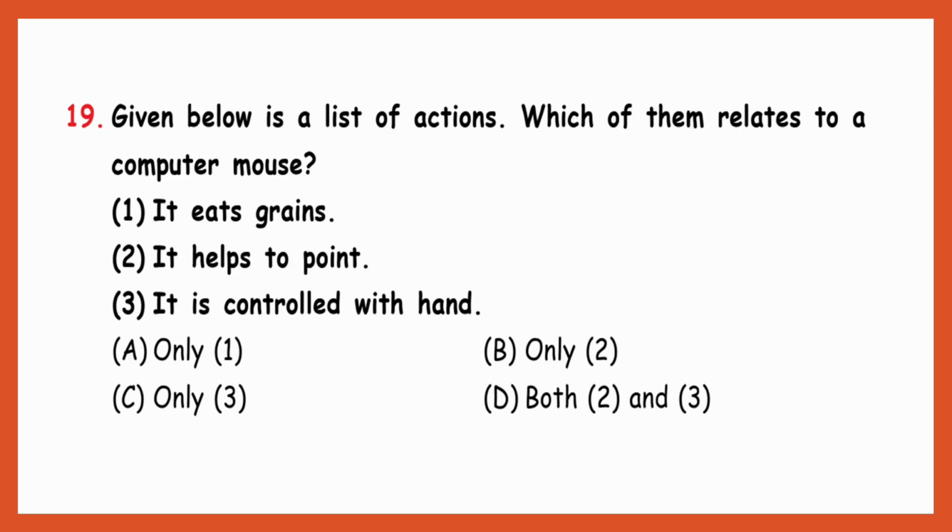Given below is a list of actions. Which of them relates to a computer mouse? First one, it eats grains. Second one, it helps to point. Third one, it is controlled with the hand. So, first one, it eats grains. Is it correct? No. Then, second one, it helps to point. Yes. Then, 3, it is controlled with the hand. Yes. So, which is the option? Option D is correct. Both 2 and 3. A computer mouse does not eat anything. So, action 2 and 3 relates with it.